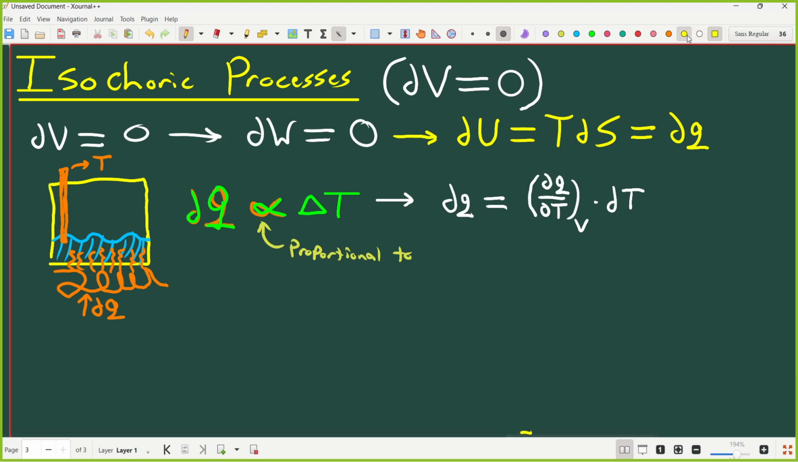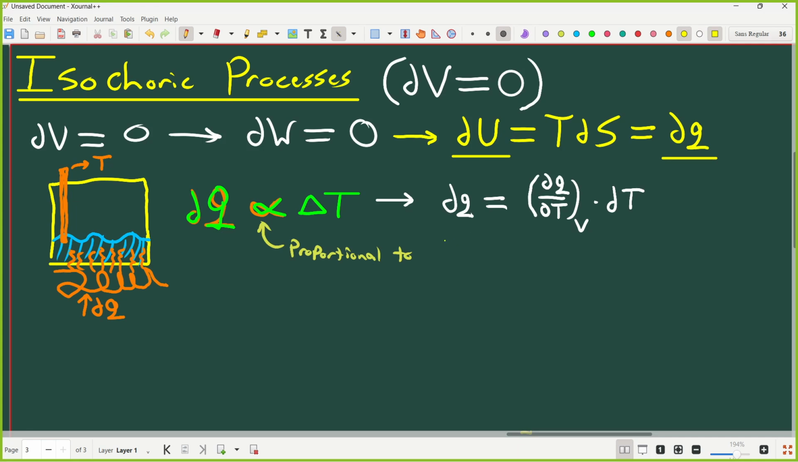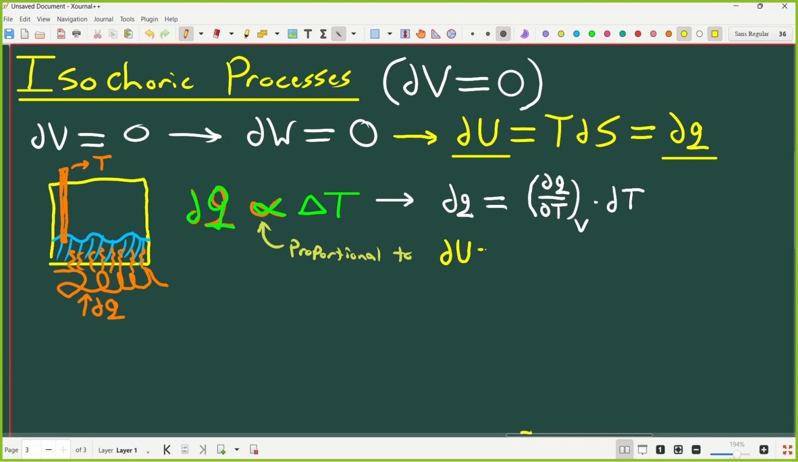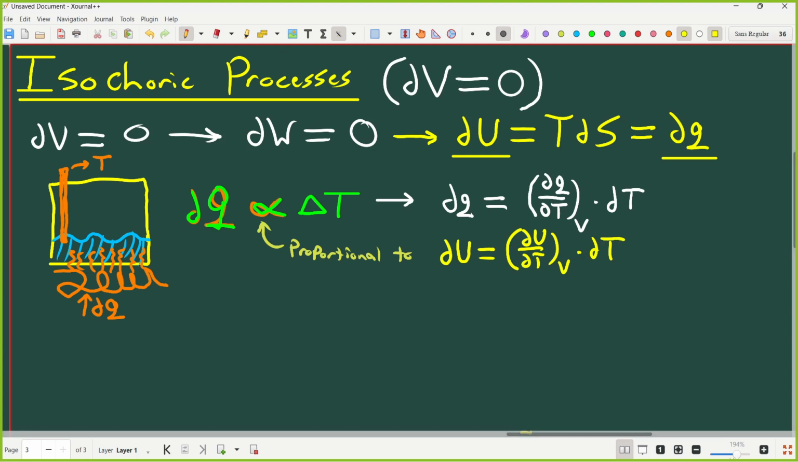Okay, and because dU is equal to dq, we can say the same thing about U. dU is equal to dU/dT at constant volume times dT. Okay, so we have another linearized derivative equation here, right? We have a line that relates U to T, and it's got a slope, dU/dT.